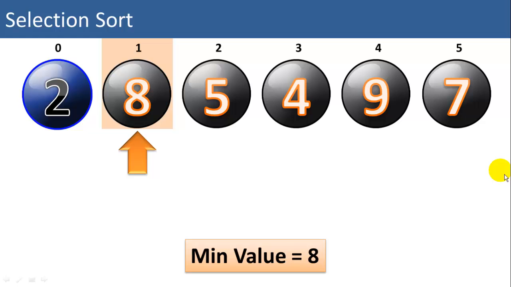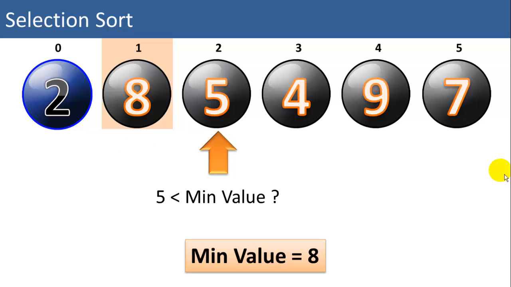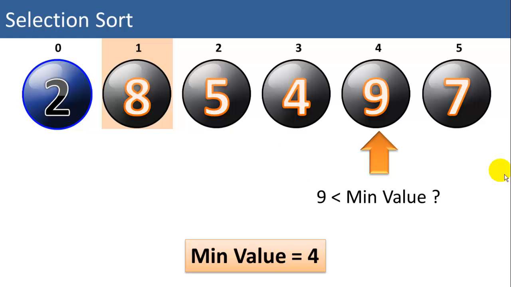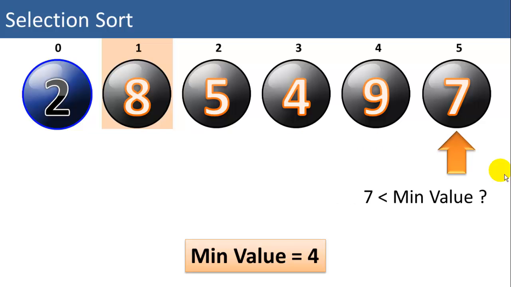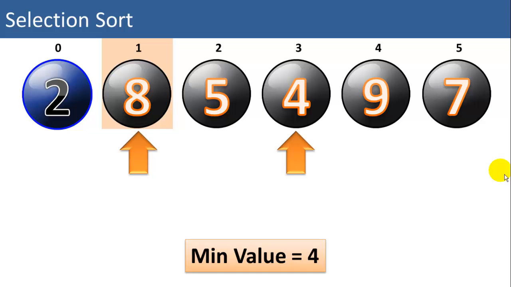New min value is 8. So we're looking for anything smaller than 8. Is 5 smaller? Yes. Is 4 smaller? Yes. 9? No. 7? No. So our min value is 4. So we want to swap the 4 into the lowest point in the unsorted list, which is the 8. So let's do a swap. We swap the 4 into place.